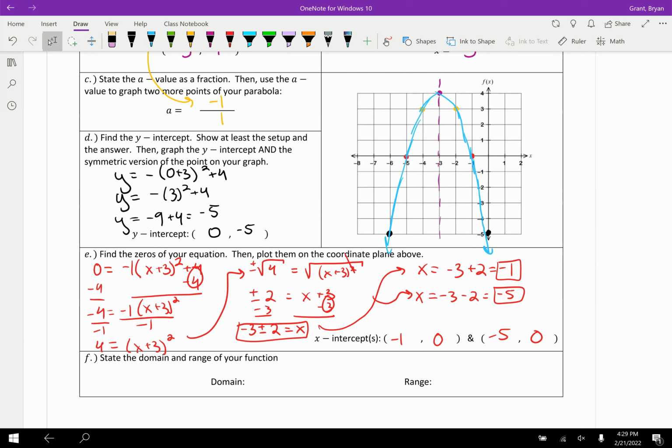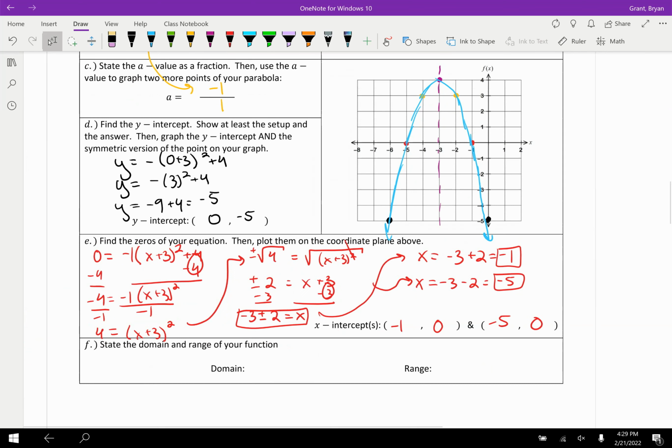Last but not least, we do need the domain and range. The domain shouldn't shock you. It's all real numbers. You can use that cool fancy double bar R, whatever sounds good to you. You can write it out. You could even do that interval notation like so.